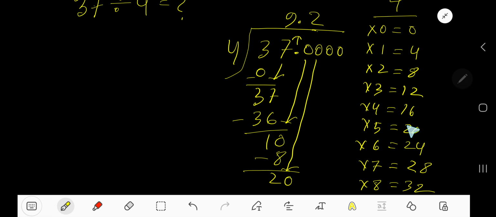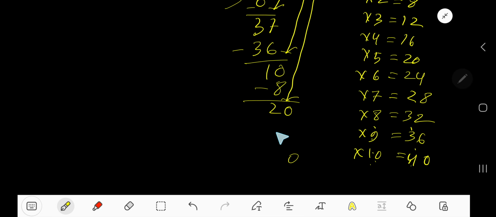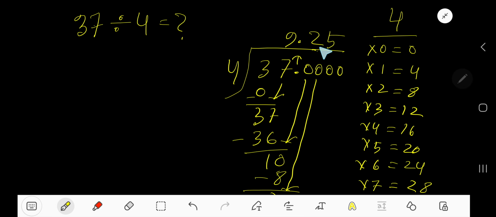4 goes into 20 how many times? 5 times. 5 times 4, 20. Subtract, the remainder is 0. Your answer is 9.25.